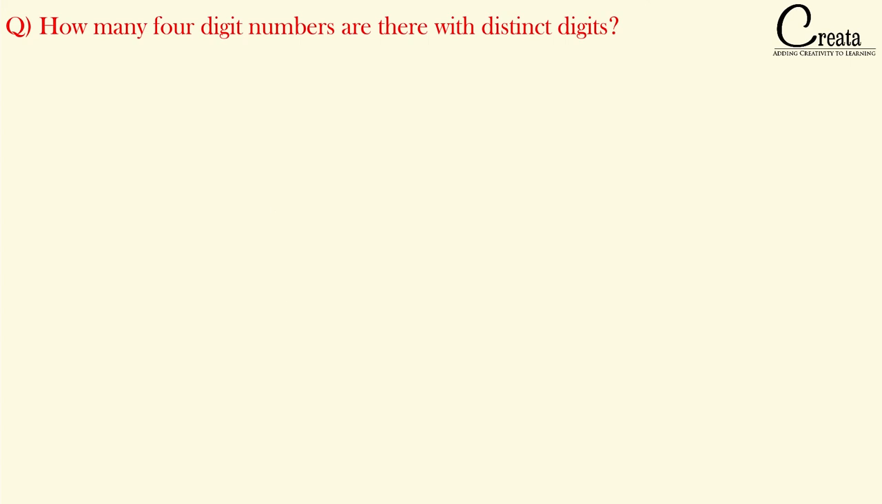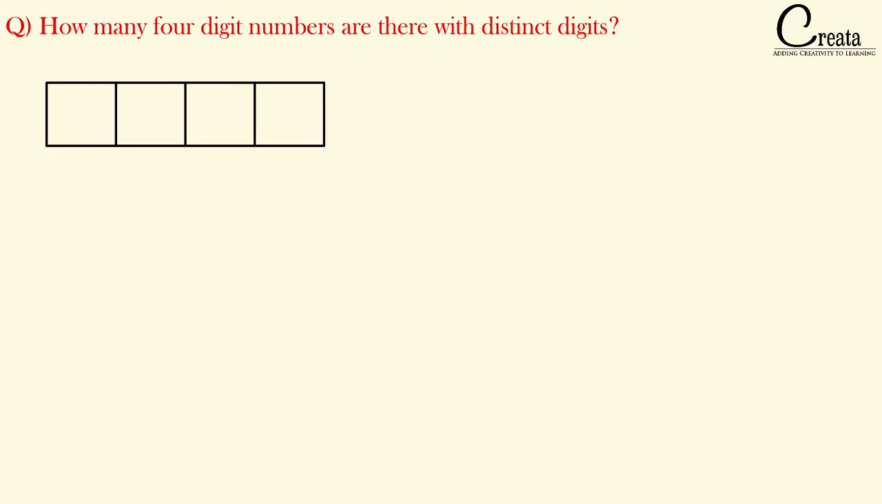Let's approach this question. In this question, we have to find the 4-digit numbers. 4-digit numbers means we are having 4 slots, and we have to find the 4-digit numbers with distinct digits. It means that repetition of the digits is not allowed. The 4-digit number should be formed from distinct digits.